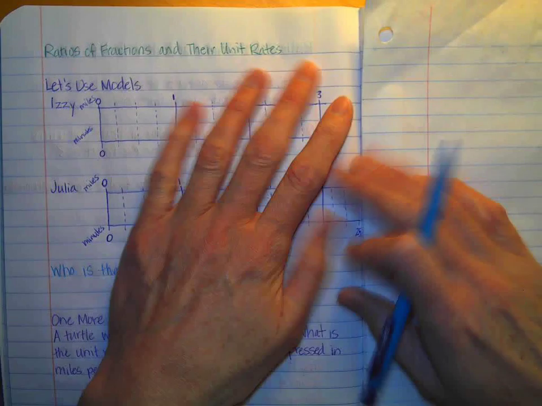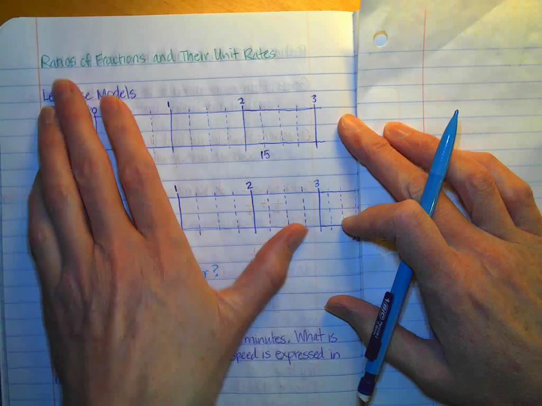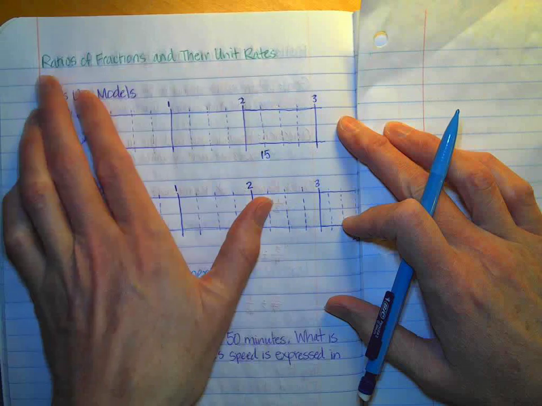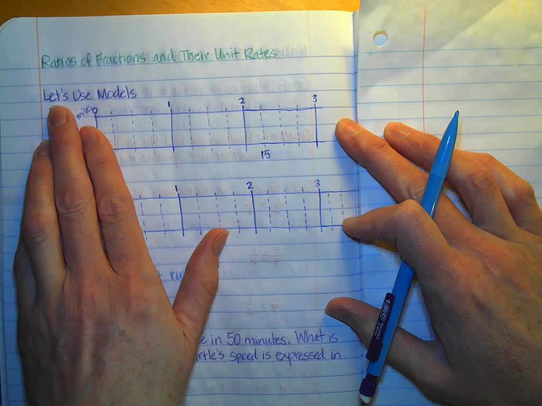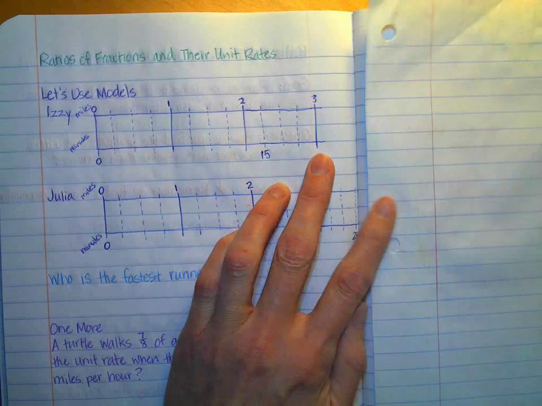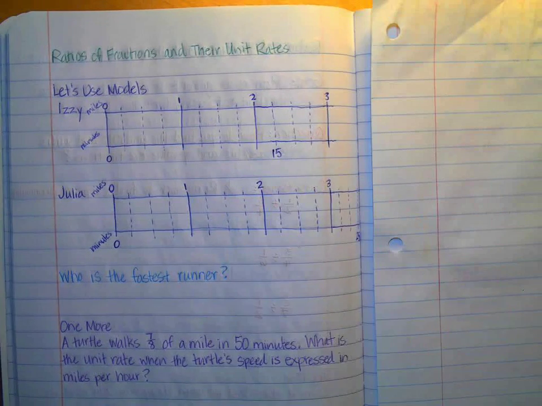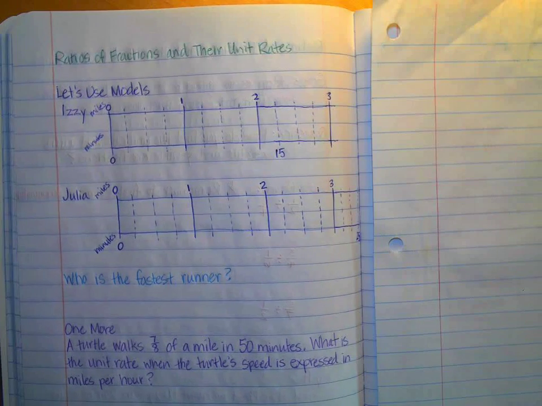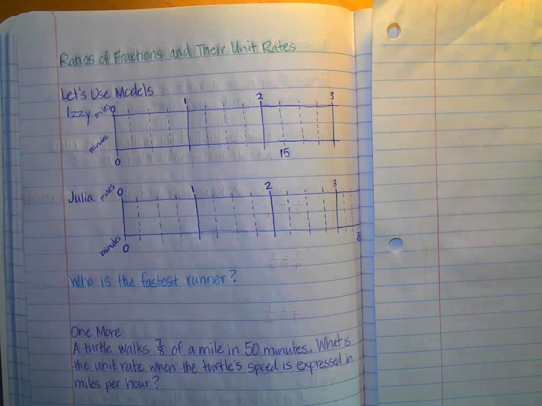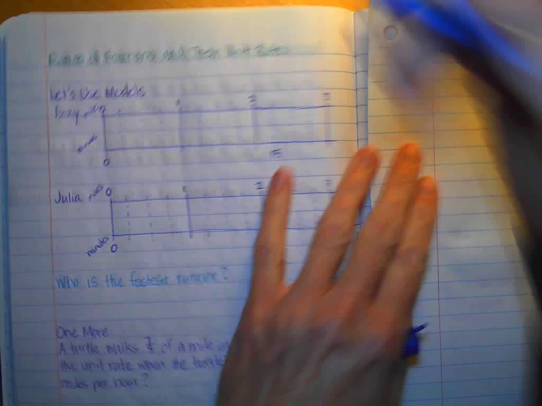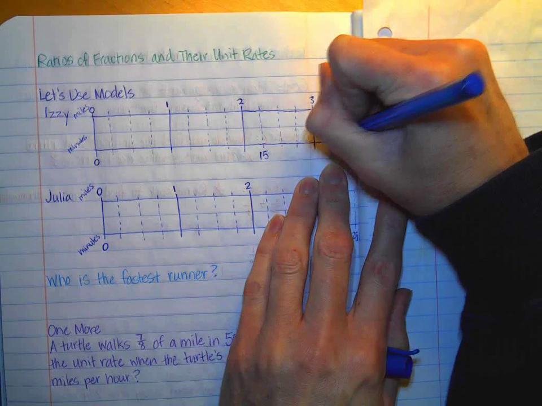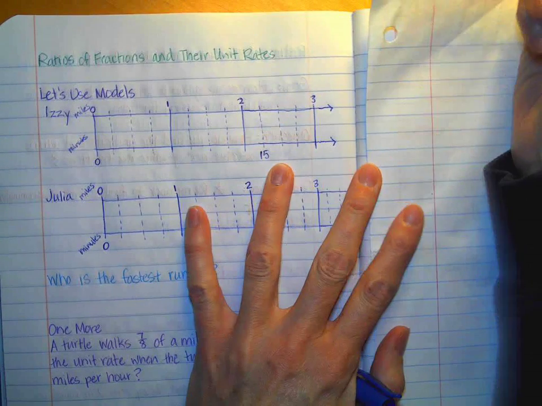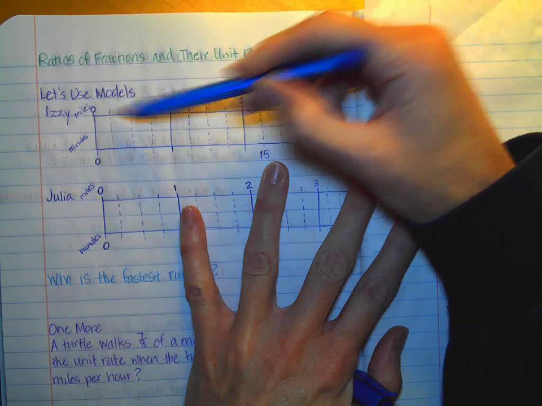And here we go. So here's what I have on my next page. Again, remember, write your title up at the top. Ratios of fractions and their unit rates. We're going to use some models. Hopefully you guys recognize this model right here. This model that I have drawn on this paper is called a double number line. I'm hoping you're remembering it from 6th grade because you learned how to draw double number lines in 6th grade. Okay, so let's briefly review them.